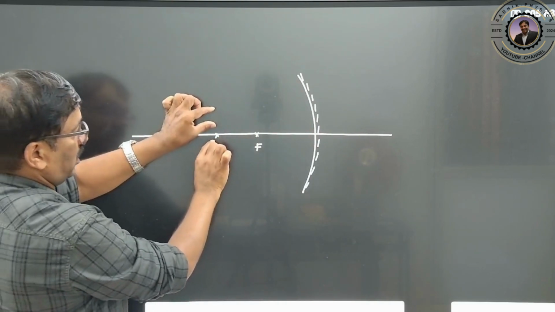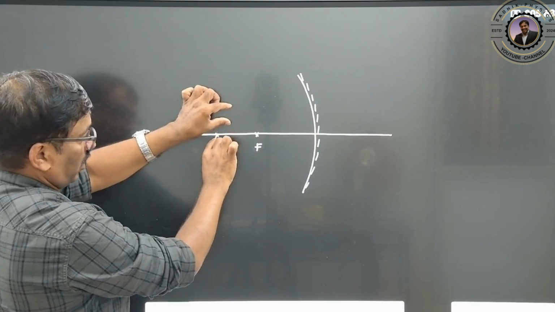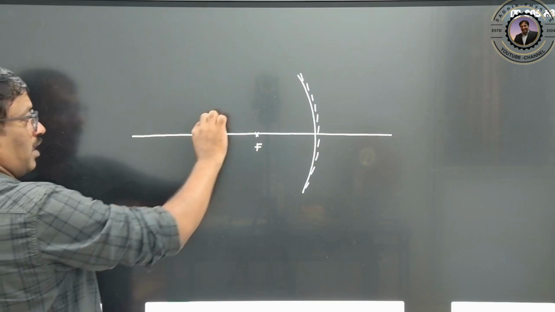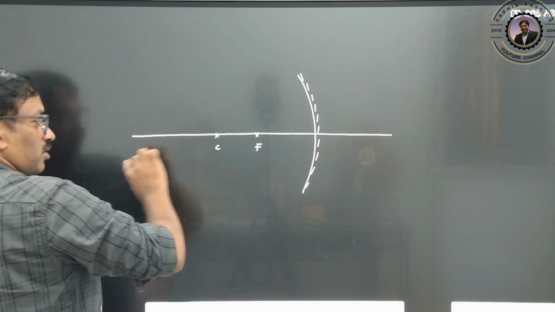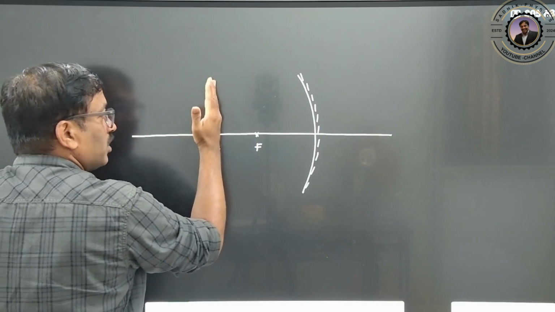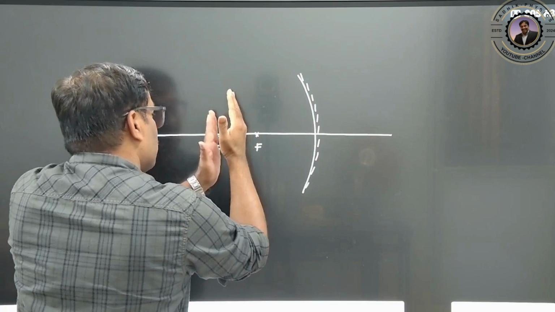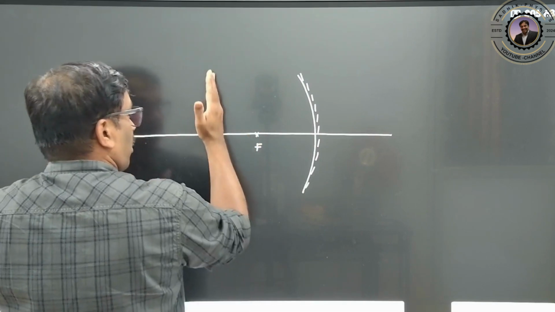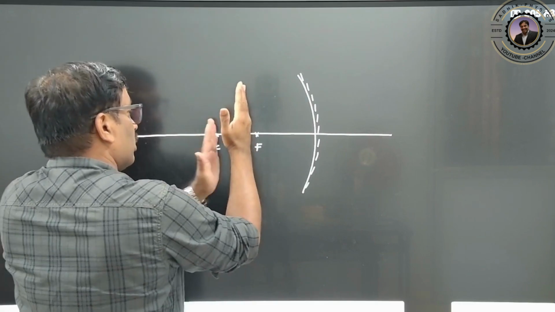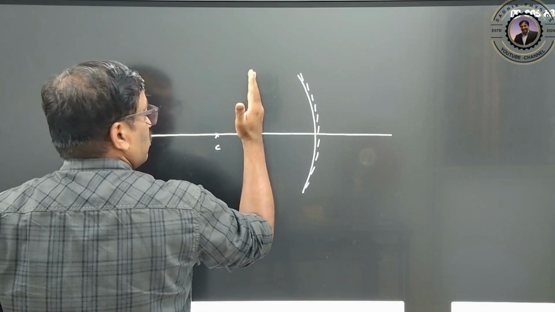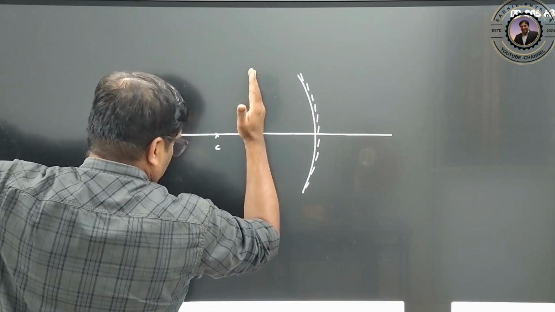But if the object is moved closer, the image will go to a bigger size. Clear? The image will be bigger. Therefore, if an object comes to here, the image will be magnified. As the object goes from C to F, the image will go from C to infinity. Once it comes to focus, the image is at infinity.